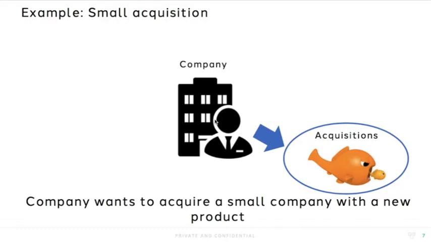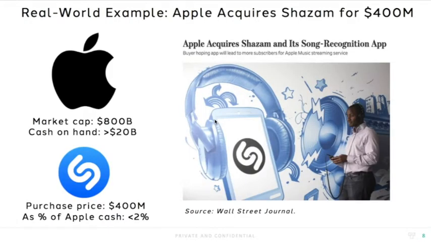So in this example, this is when a big company that is very profitable, has lots of cash on hand, is able to use the cash that they've earned in profits and acquire smaller businesses. An example of that in the real world is last year, Apple acquired Shazam for $400 million. To be clear, $400 million is not a small deal by any means, but when you compare it to how big Apple is, you see that this was an easy deal for them from a financial perspective.